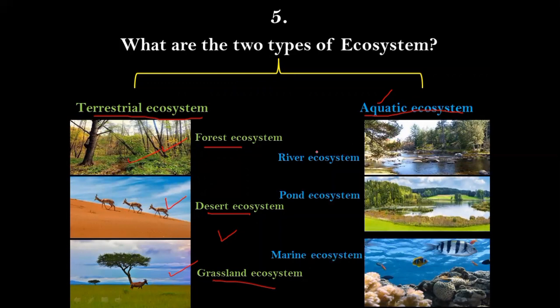As we talk about the types of ecosystem, there are so many different types of ecosystem. For example, forest ecosystem, river ecosystem, pond ecosystem, or desert ecosystem, and so on. But if we are to generally categorize all these ecosystems, we can categorize them into two parts, that is terrestrial ecosystem and aquatic ecosystem. So basically the two types of ecosystem will be terrestrial ecosystem and aquatic ecosystem, and all these ecosystems will fall either under aquatic ecosystem or terrestrial ecosystem.